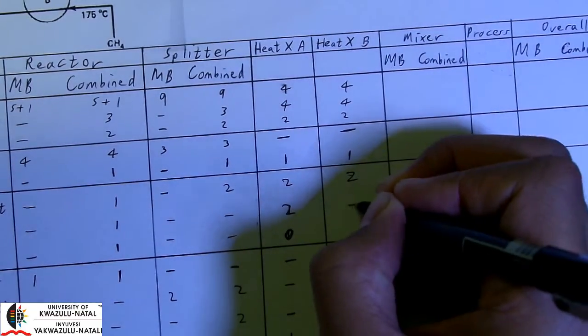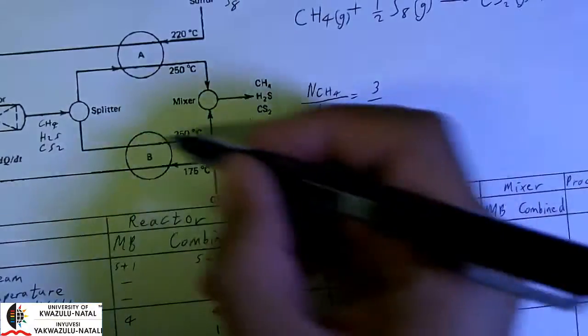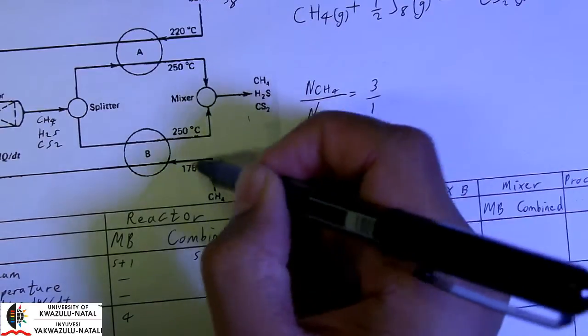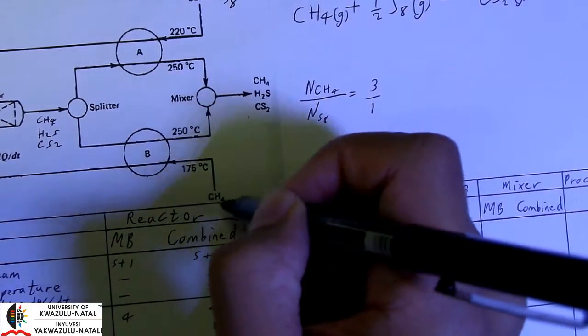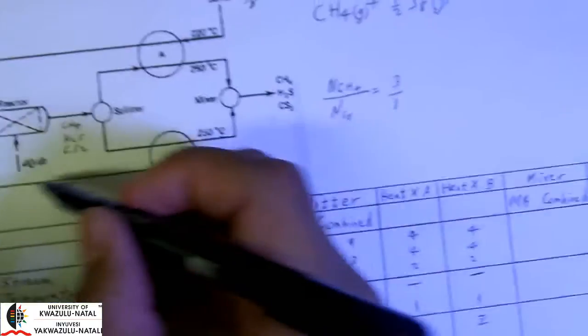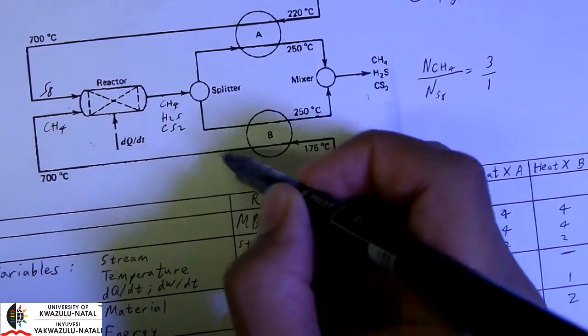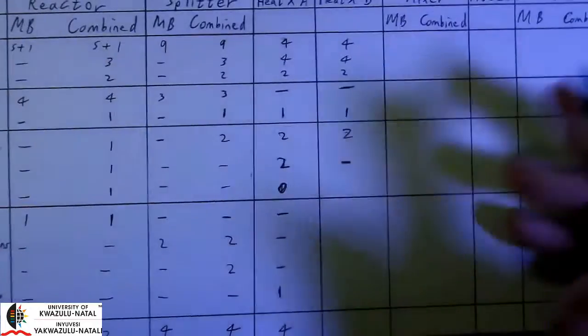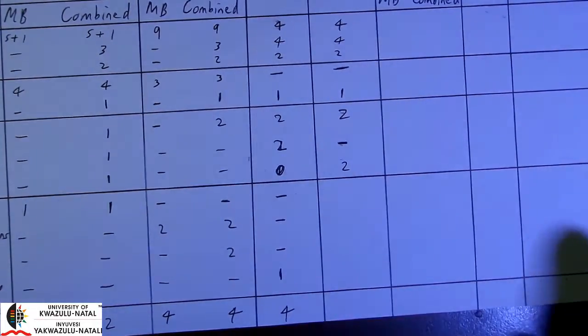We don't have to worry about the sulfur temperature here. That's irrelevant. However, our methane temperature is relevant, and we have 2 temperatures for methane. We have this 175 and we have 700 degrees in this line. So that's 2 temperature specifications.